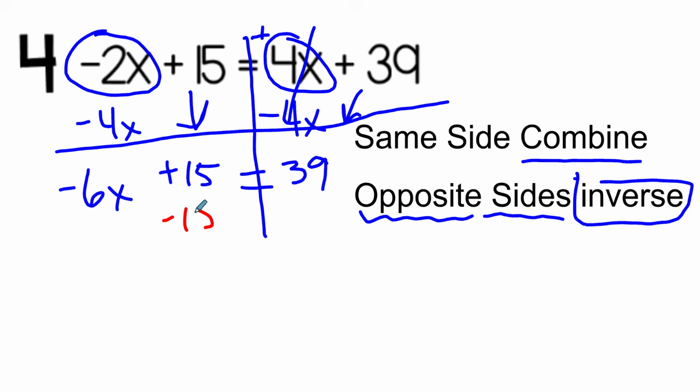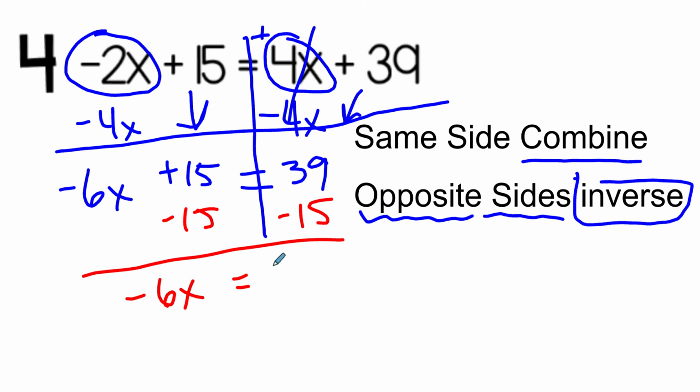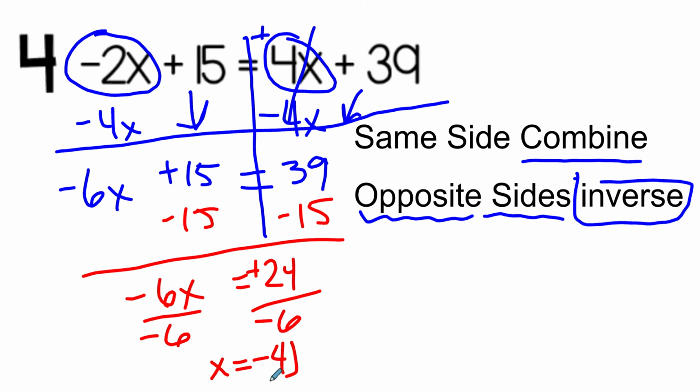First, we're going to subtract 15 on both sides. Negative 6x equals positive 24. We're going to divide both sides by negative 6. And we're going to get x equals, a positive divided by a negative is a negative, 24 divided by 6 is 4. Negative 4. And that is our final answer.